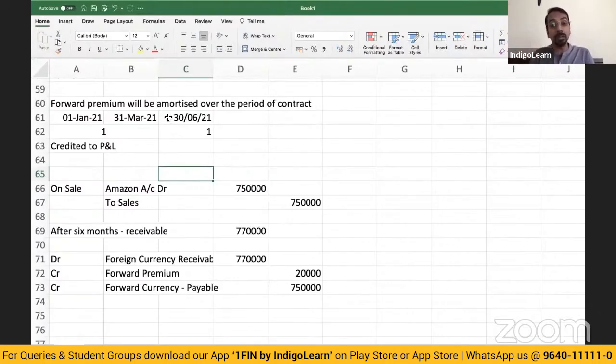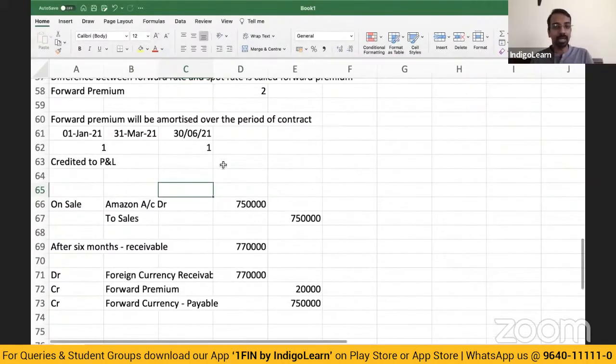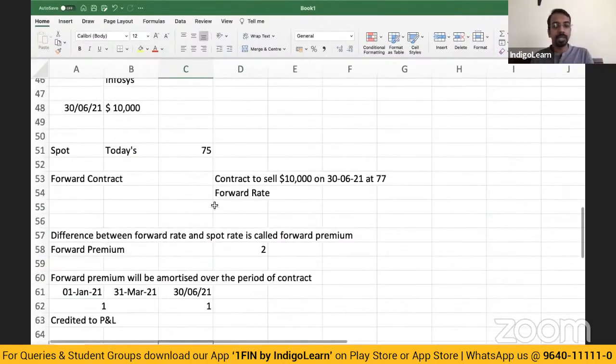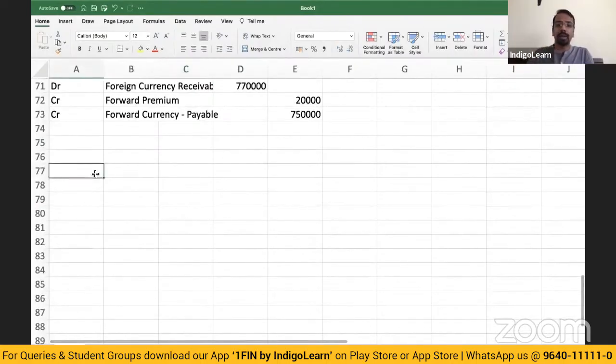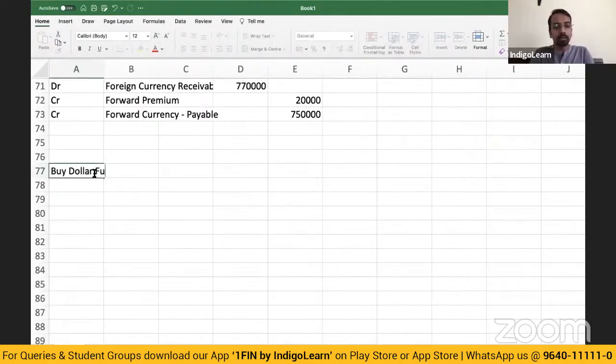But if it is done for speculative purpose, then all of this is not relevant. Forward premium amortization, discount amortization is not relevant. What happens in that case is you will do a mark to market at financial year end or at the time of settlement, and whatever is the exchange gain or loss on that transaction will be transferred to P&L. So instead of doing this settlement, let us say, I feel the dollar will go up, so I'll buy dollar futures.